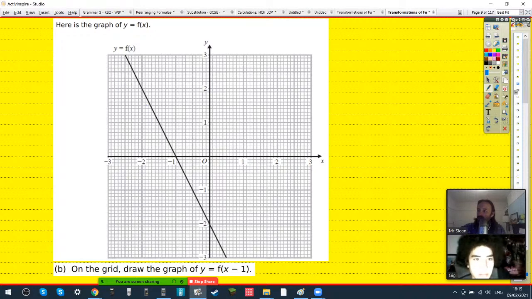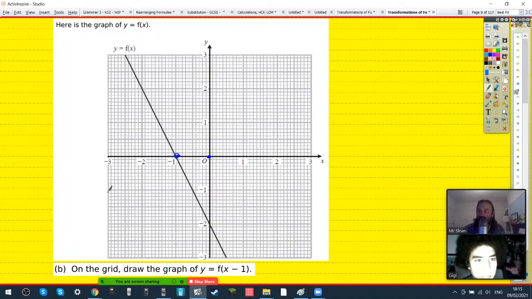So the line would be moved right by 1. Yep. So let's say this point, where will that be? That'll be a 0. And is there any other coordinate you can find, like a kind of main point that we can move?